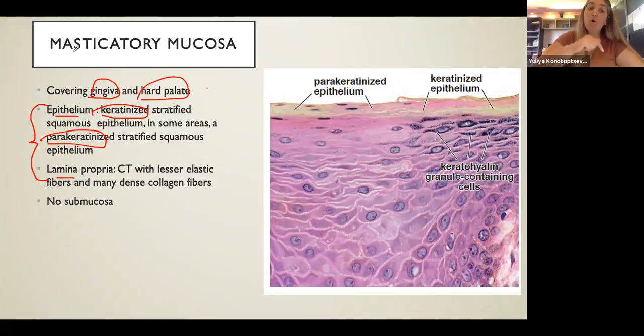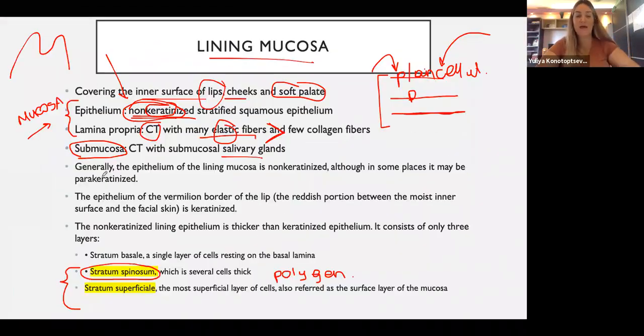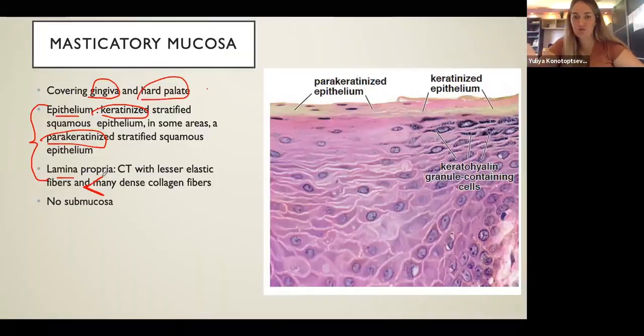Masticatory mucosa, does it only have keratinized epithelium? No, okay? Parakeratinized can also be present in some places. Lamina propria, connective tissue, we said, with lymphocytes, but take a look. It has less elastic fibers and more collagen fibers, right? So it's the opposite with the lining mucosa. Hence, you cannot stretch your gingiva, you cannot do anything. It's a very hard tissue.